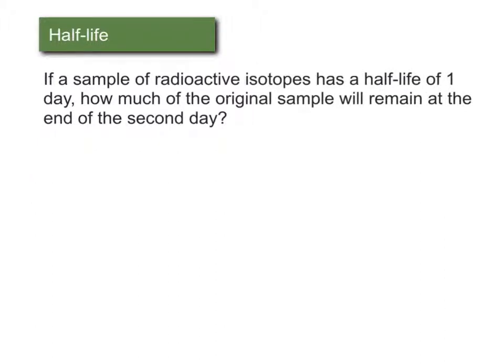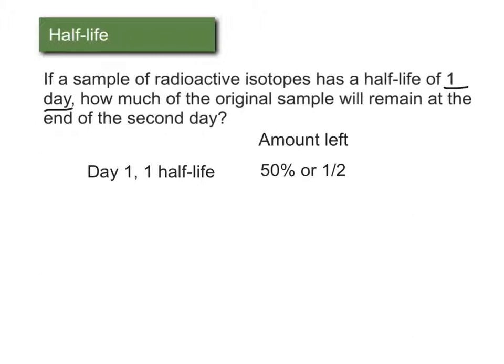So now the question is, how do we use this information? If we have a radioactive isotope that has a half-life of 1 day, then how much will remain after the end of the second day? So in day 1, that's 1 half-life, and so that would leave us with 50% of our sample at the end of day 1, or half of it. All right. At the end of the second day, half of that is going to have decayed, and so we're going to end up with half of a half, which is 1/4 of that sample left, or 25%, whichever way you like to do it better.